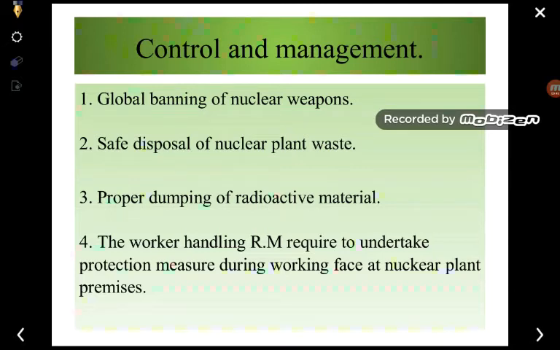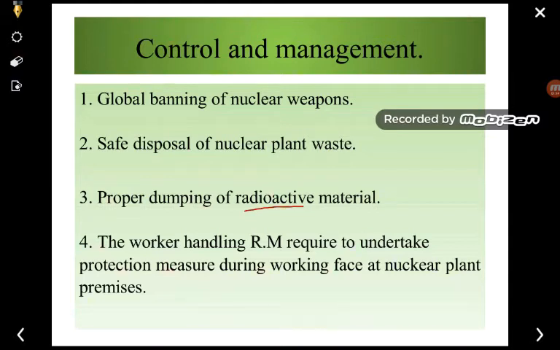Next is the safe disposal of the nuclear power plant waste. The waste is already stored. Now we have to dispose of it very safely, and this disposal should be done in the proper way. Next is the proper dumping of the radioactive materials. So we have to dump it in a proper way.